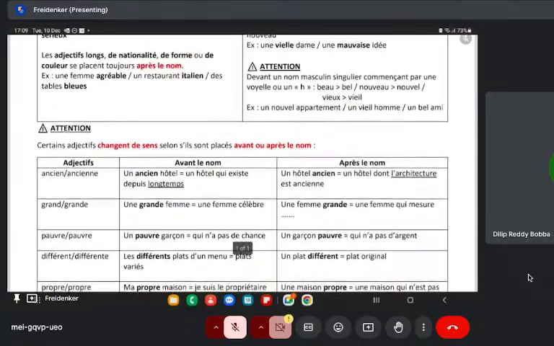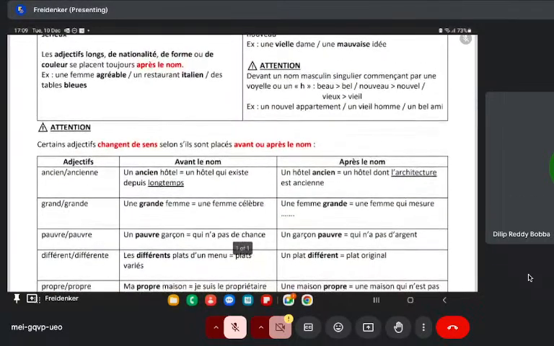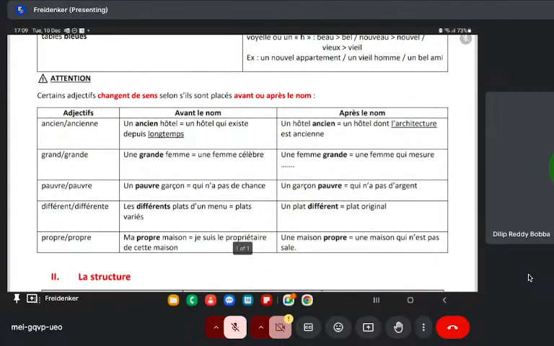But if it's feminine, then you can directly use your feminine form, because this is only applicable for masculine singular nouns beginning with a vowel or an H. Fine. Okay. Attention. Why is there an attention?